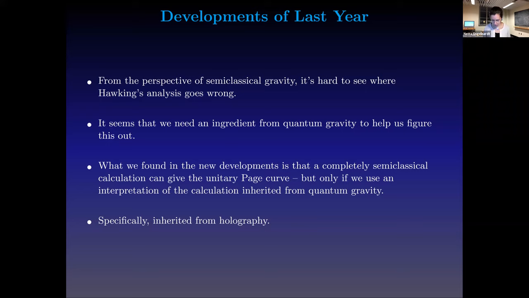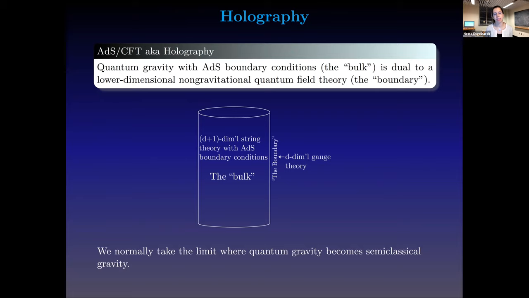Okay, so again, for anyone who is not familiar with this, holography is just the duality between quantum gravity with AdS boundary conditions and a lower dimensional non-gravitational quantum field theory. In abuse of notation, we call it the boundary, even though it doesn't actually live on the asymptotic boundary. It lives on a space-time that is conformally identical to the asymptotic boundary. We normally take the limit where quantum gravity becomes semi-classical gravity in this picture, although in principle, it's a duality that works at all couplings.